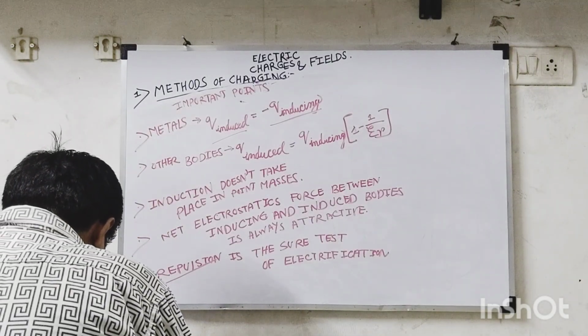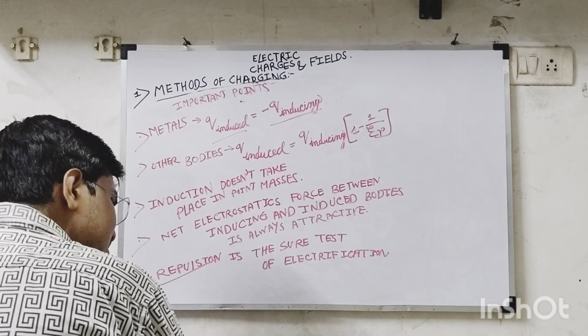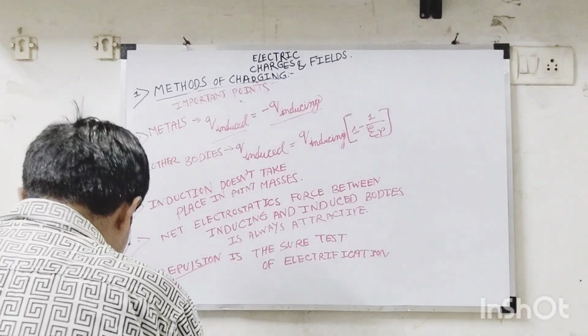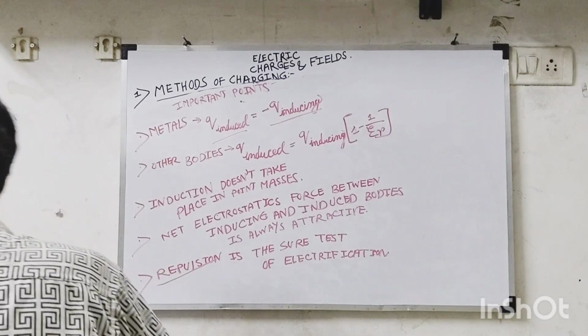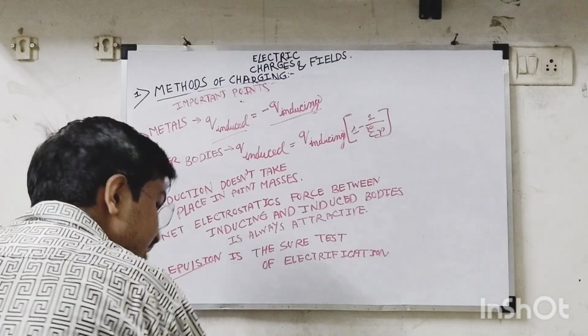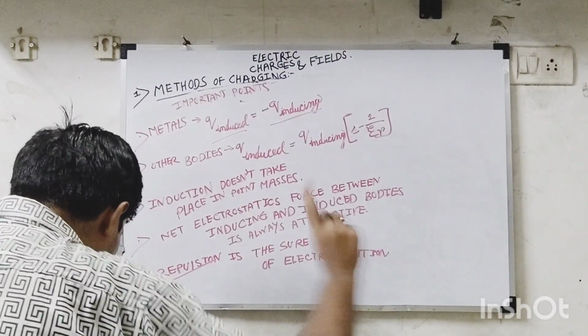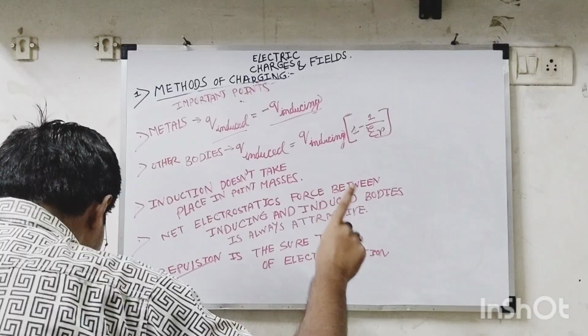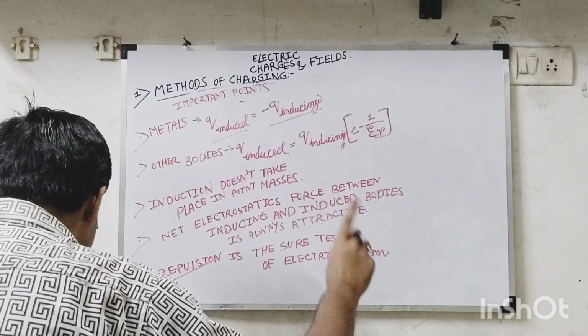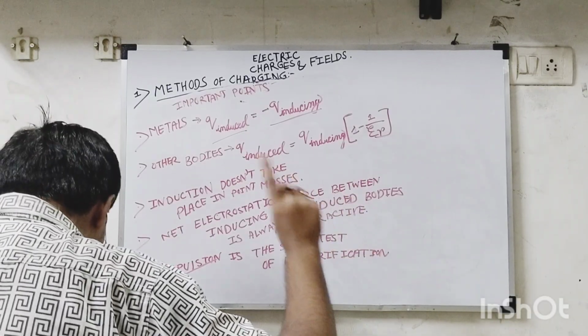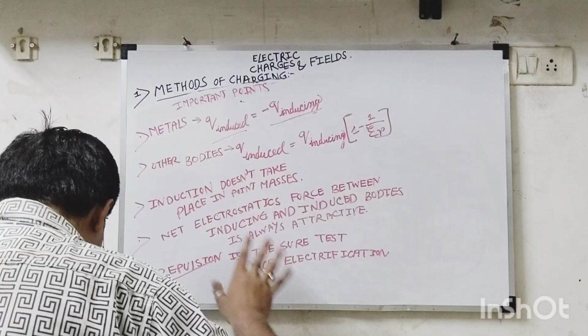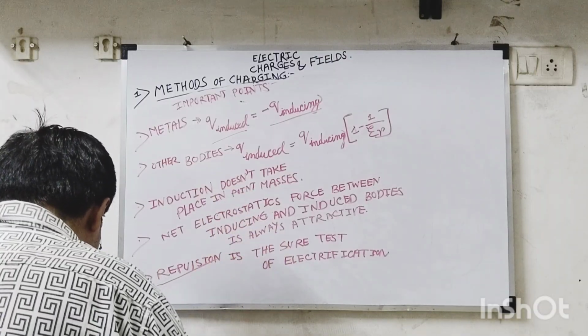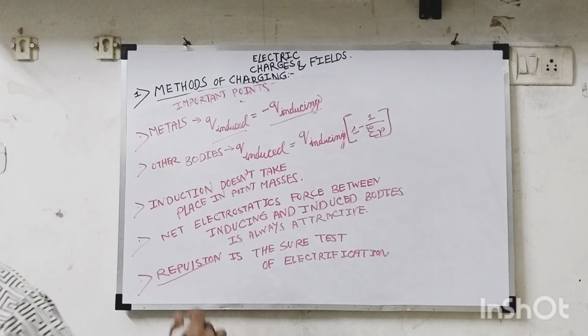Now, there is a myth we always hear. The myth is that induction produces equal and opposite charge. It is a myth, not the truth. What is actually the truth? Induction produces equal and opposite charges only on metallic objects. And for non-metallic objects, induced charge is always lesser than the inducing charge.